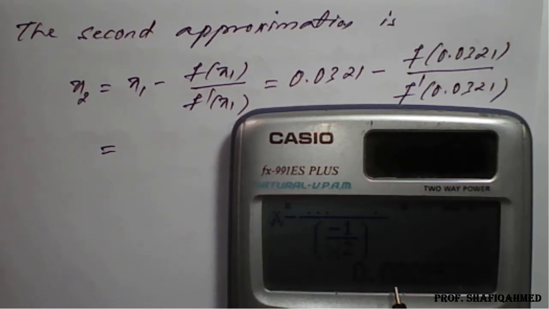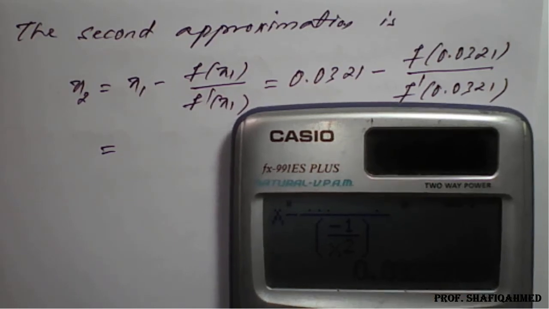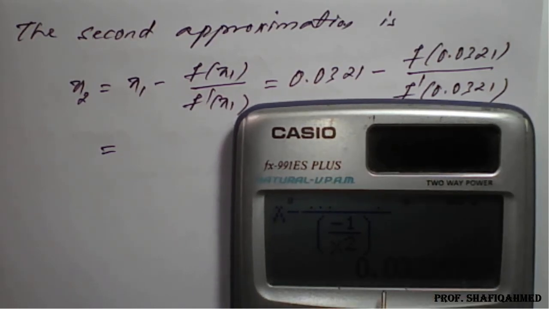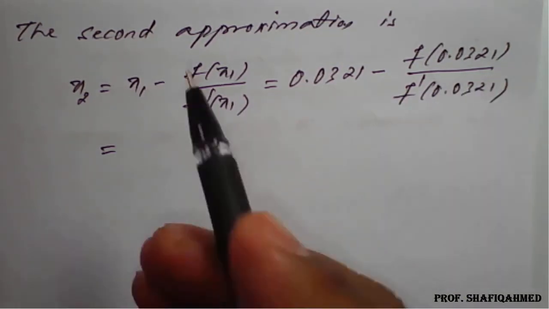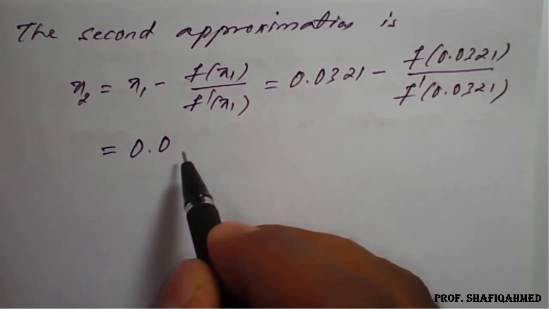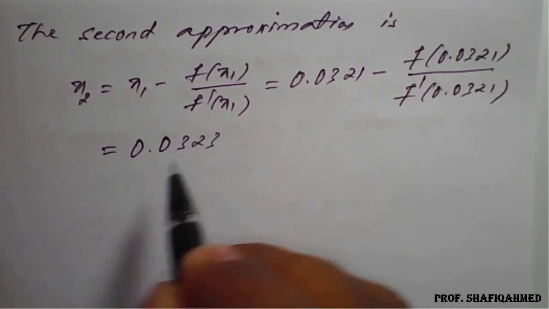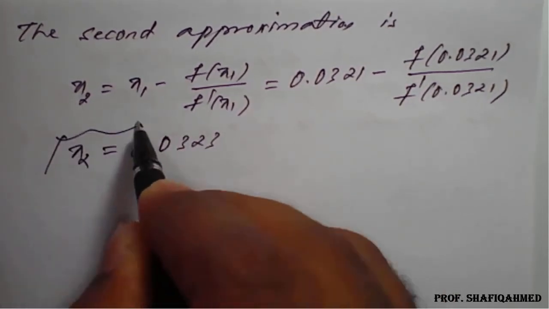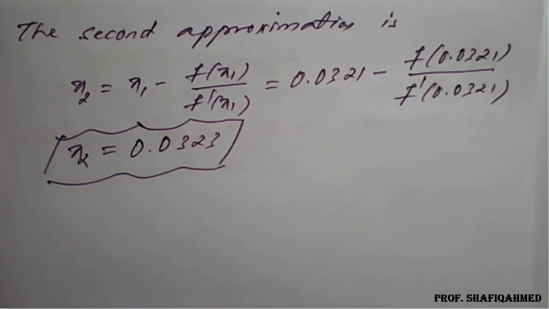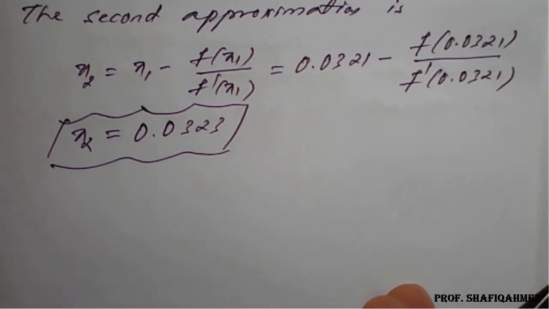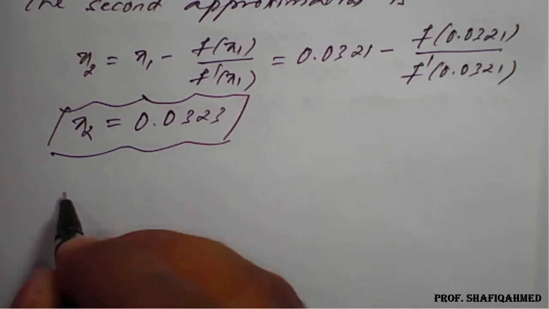So the answer is 0.03225. So we'll round it up, it will become 0.0323. We got the x2 value. If you compare x1 and x2, they do not match much, so we will go for one more iteration.